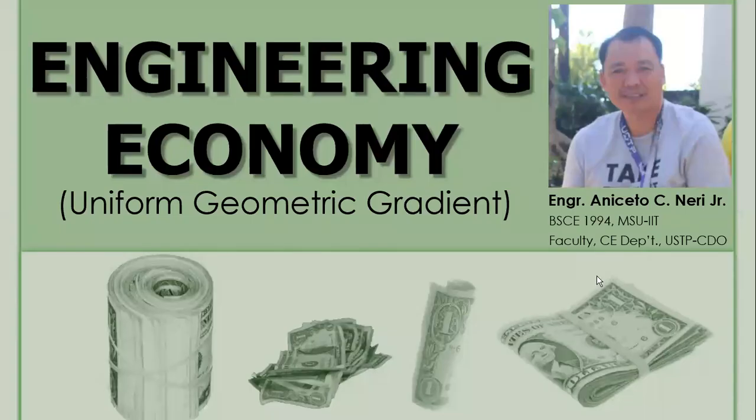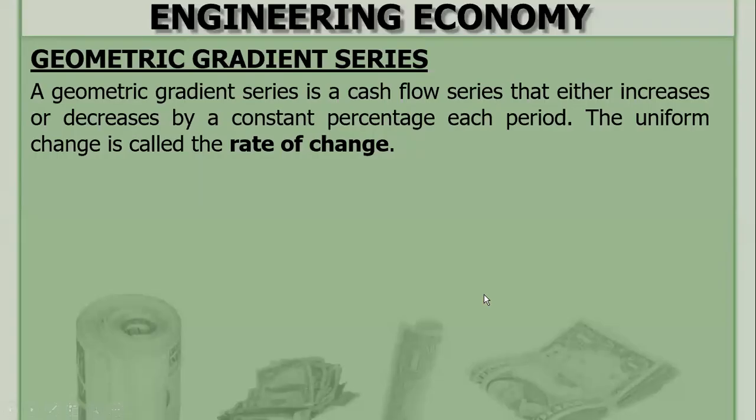For this video, I am going to discuss uniform geometric gradient. A geometric gradient series is a cash flow series that either increases or decreases by a constant percentage, not a constant amount, each period. The uniform change is called the rate of change.